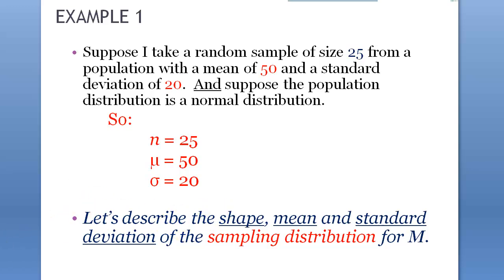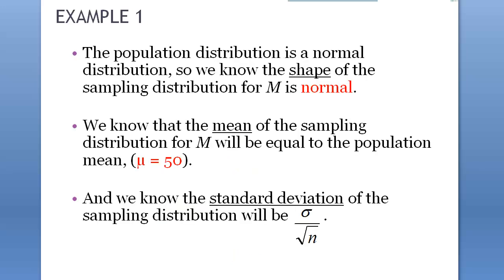Let's calculate the standard error. Well, actually, let's look at the shape, mean, and standard deviation of the sampling distribution for M. In other words, the standard error. Okay, the distribution is going to be normal because the population distribution is normal, so the sampling distribution for M is going to be a normal shape too. And we know that the mean of the sampling distribution for M is equal to the population mean, so it's 50. What's going to be different is the standard error.